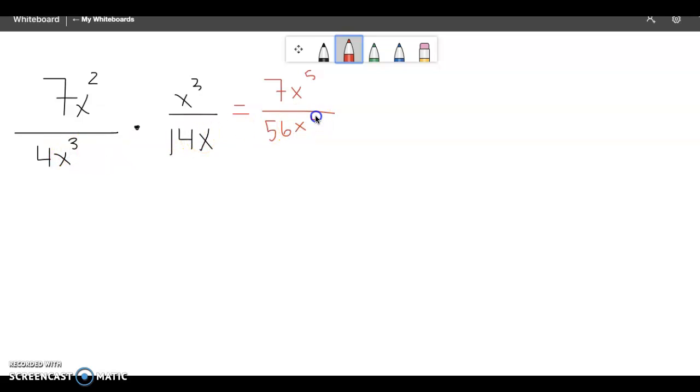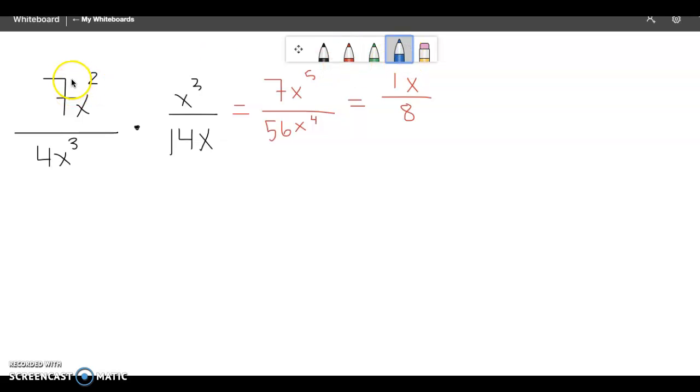Now from here, if you remember back to the simplifying rational expressions video, always simplify the fractions. So 7 over 56 becomes 1 over 8. And then if you remember what to do with the variables, we subtract them since they're in a division sentence. So we have 5 minus 4 is 1, and we have 1 x left in the numerator because the bigger number's in the numerator. Now what you could have done for this question is simplify first.